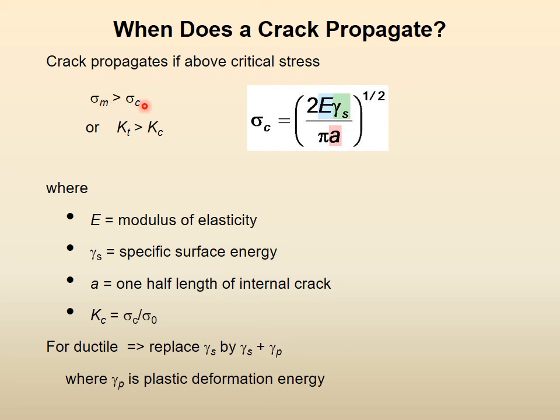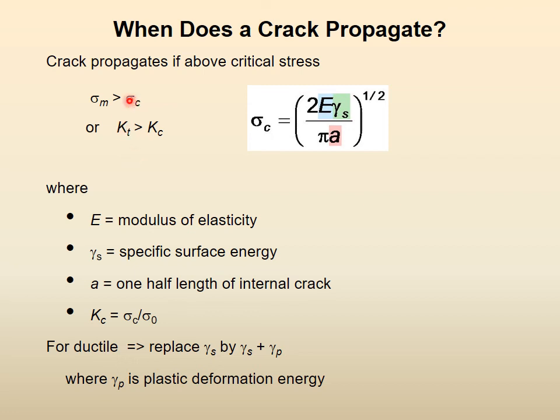Now the material has some critical value. If this stress at the crack tip is larger than this critical value, the crack will start to grow. In other words, because this is also multiplied by sigma naught, and this is also multiplied by sigma naught, if you remove that sigma naught from both sides, then it means that the stress concentration factor for that crack is more than some critical value of the stress concentration factor. So if either of these two conditions is satisfied, then the crack will start to grow.